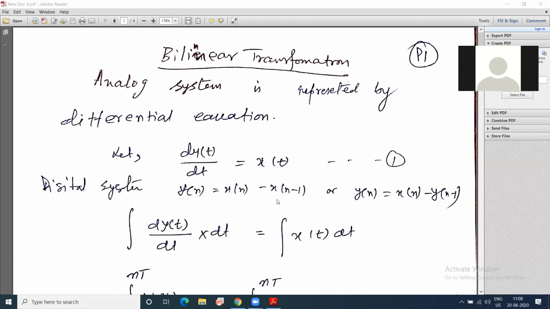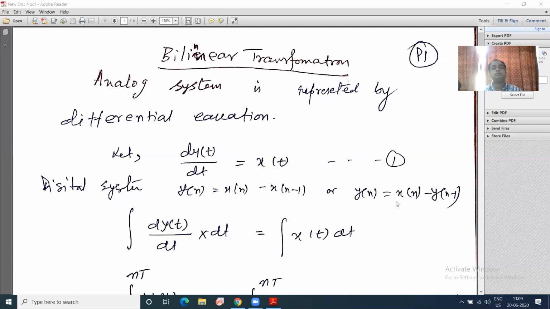Now you know that an analog system is represented by a differential equation, or a digital system or discrete time system is represented by a difference equation. This is the difference between the representation of systems in the time domain. So analog systems are represented by differential equations. Now bilinear transformation is another technique by which we convert H(s) into H(z). Similarly, what we have done in the case of the impulse invariant method is also one technique. That is what I have said so far.